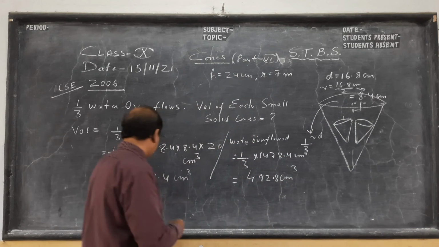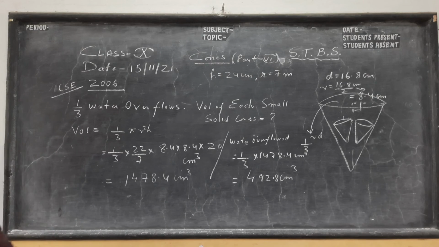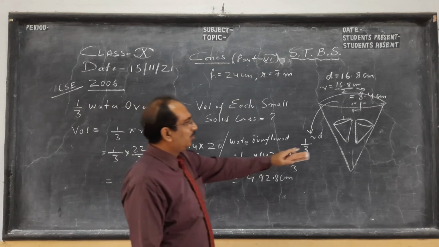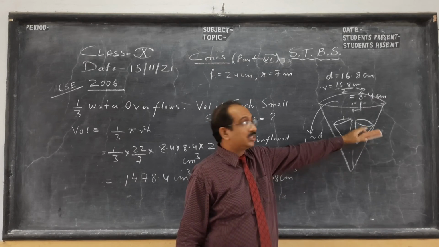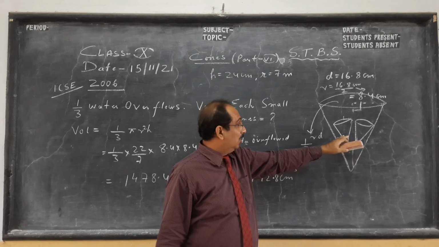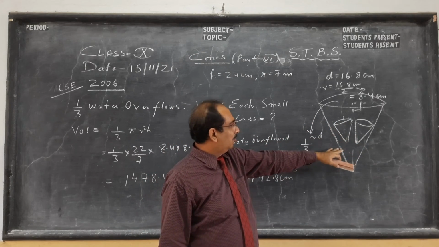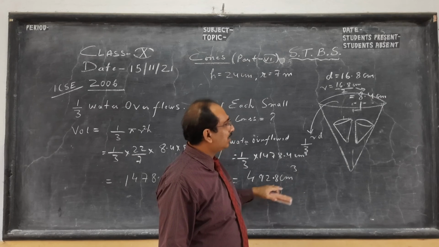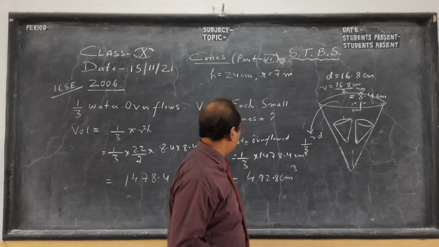So finally what we have to do, kindly pause the video and copy, then I'll tell you. So the water overflowed is actually equal to the volume of these 2 cones which we have put, solid cones, inside this big hollow cone. So 1/3 of the water, we found the volume, 1/3 of the water overflows. So 1/3 is actually equal to the volume of these 2 cones. We have to find the volume of 1 cone.